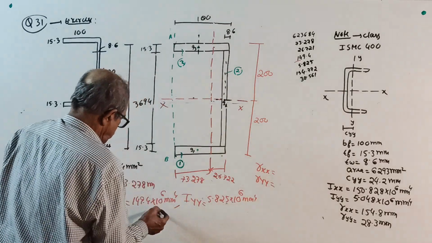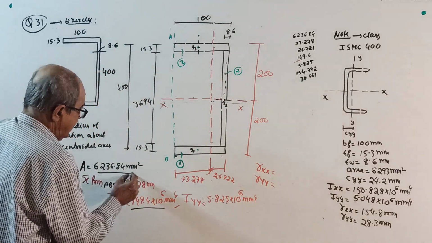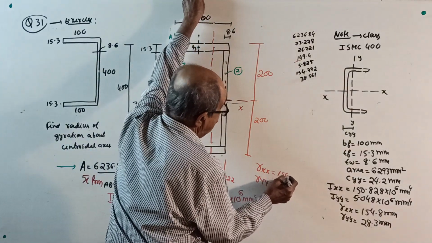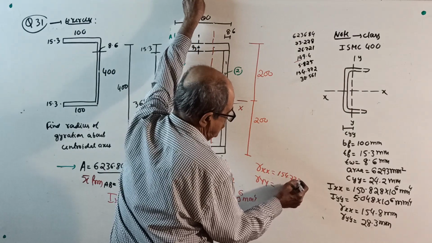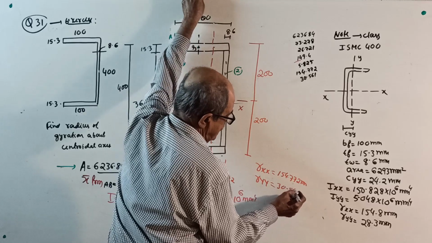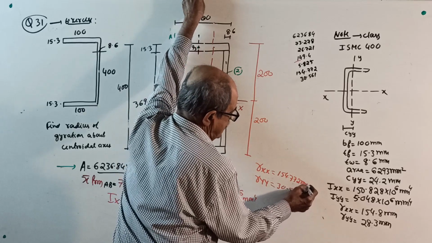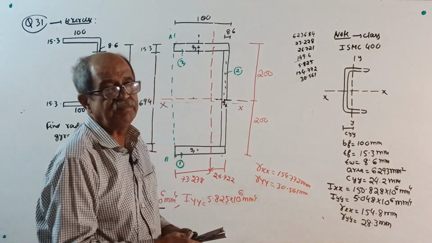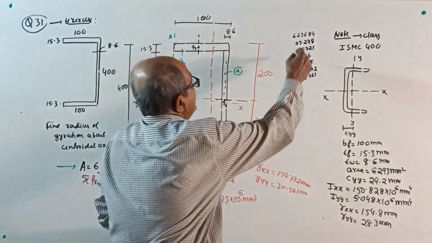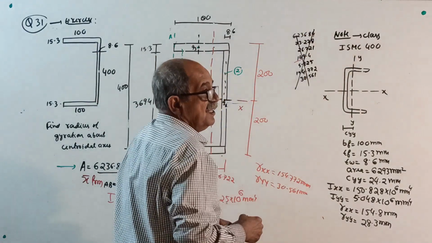Whatever Ixx you got here, divide by the area and take the root, Rxx will come 154.772 millimeter. Ryy will come 30.561 millimeter. Okay, over. Now make a note. This is my calculation.